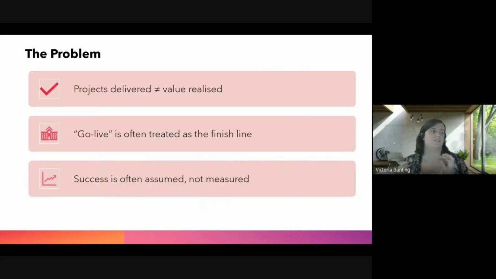So the core problem is projects get delivered, but the value is assumed. So go live becomes that sort of finish line, and success often isn't measured at all after that. And a line I always try and come back to is, if nobody used it, nothing has changed. So you can bring in a fantastic process or a fantastic new system, but if it's not being used, you're not changing that obsolete process that was previously being used, and people will naturally revert back to what they know if they can't see that success and that benefit.